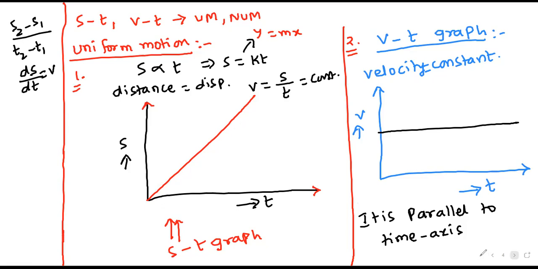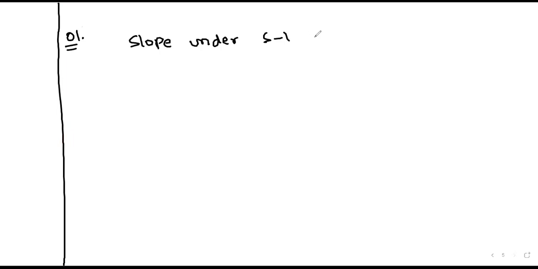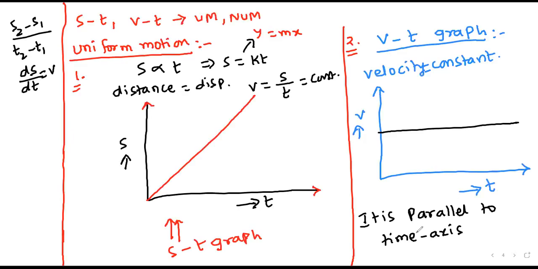So the first point is that the slope under the ST graph gives velocity. Now come to the second graph. What is the slope under the velocity time graph?